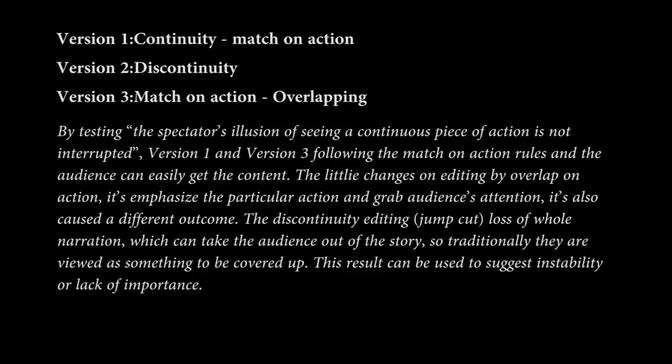By testing, the spectator's illusion of seeing a continuous piece of action is not interrupted. Version 1 and version 3 follow the match on action rules, and the audience can easily get the content. The little changes in editing by overlap on action emphasize the particular action and grab audience attention. It also caused a different outcome. The discontinuity editing loses the whole narration, which can take the audience out of the story. So traditionally, they are viewed as something to be covered up. This result can be used to suggest instability or lack of importance.